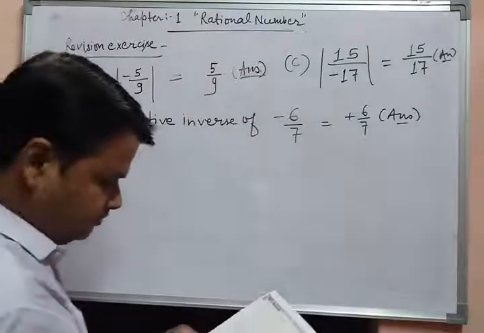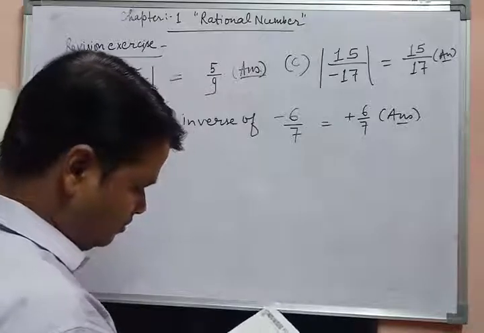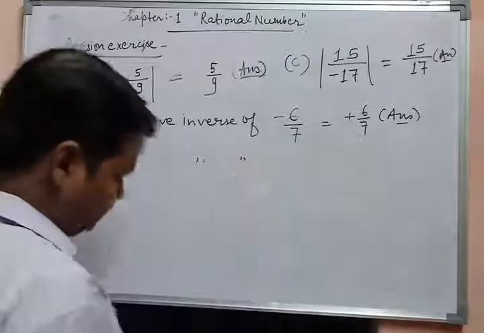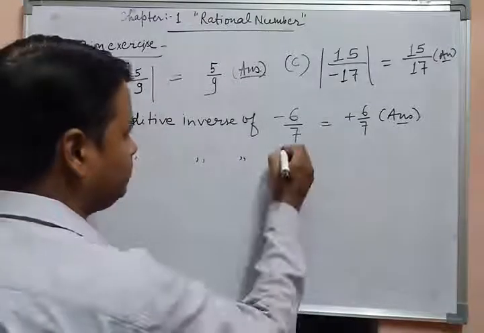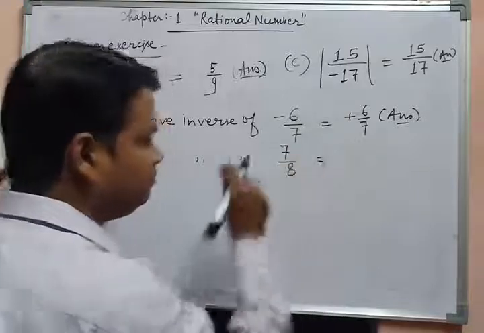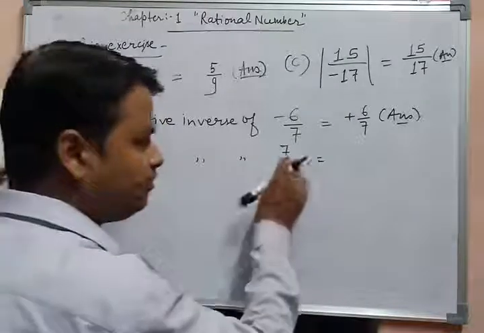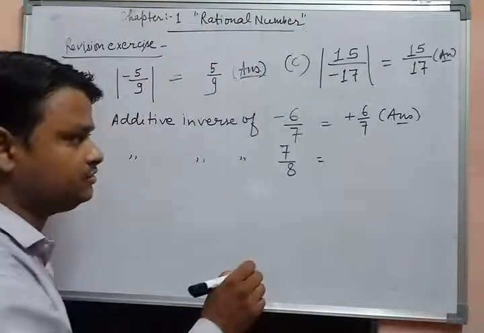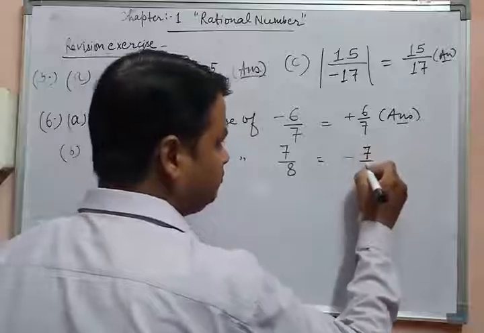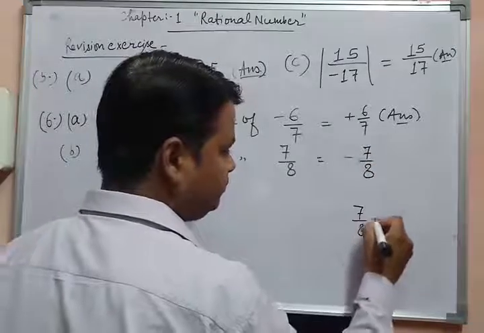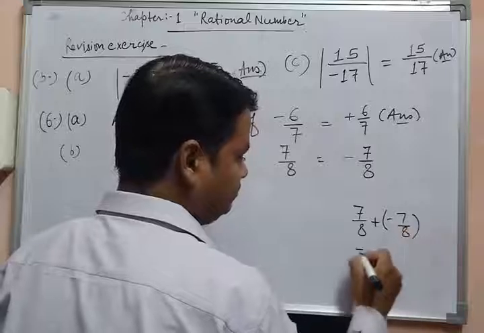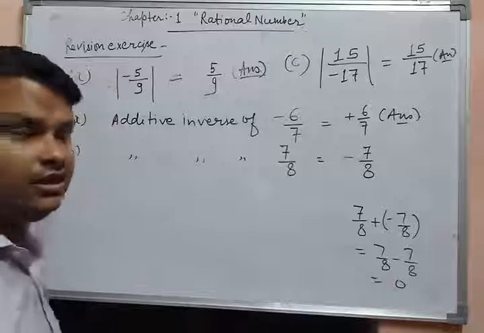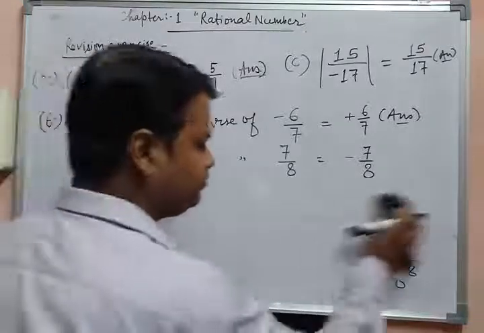So in the same way we have to solve question number B. Additive inverse of 7/8. What number do you have to add to 7/8 to get the result 0? So the answer is minus 7/8, because if we add 7/8 and minus 7/8, the answer will become 0. So this is the solution of this question.